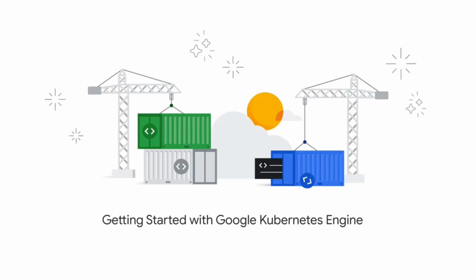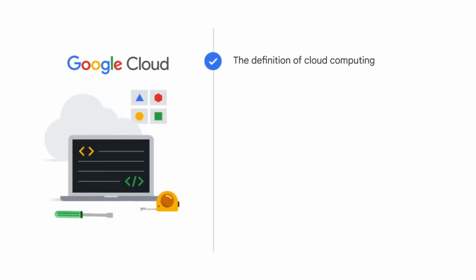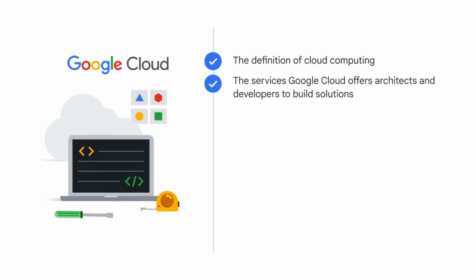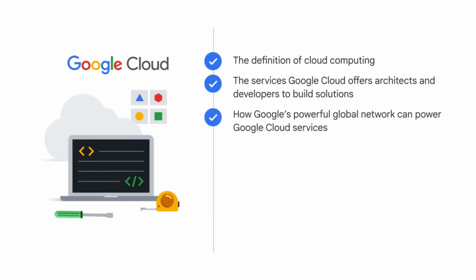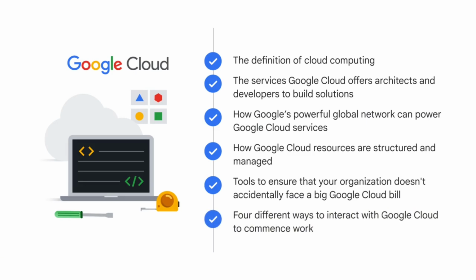This brings us to the end of the Getting Started with Google Kubernetes Engine course. Let's do a quick recap. In the first section of the course, you explored the definition of cloud computing, the services Google Cloud offers architects and developers to build solutions, how Google's powerful global network can power Google Cloud services, how Google Cloud resources are structured and managed, tools to ensure that your organization doesn't accidentally face a big Google Cloud bill, and 4 different ways to interact with Google Cloud to commence work.